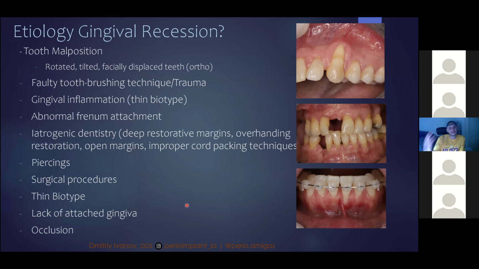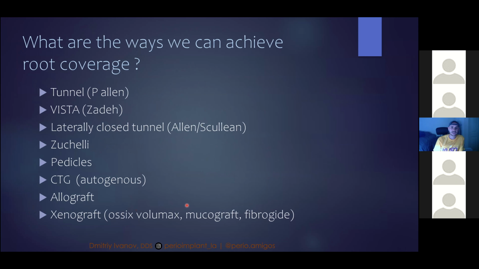cover everything when a patient comes in saying, oh, I have holes in my teeth, what can I do? There's lots of things that cause gingival recession. I'm not going to go over each of them, but you do have to differentiate what causes gingival recession, whether it's trauma from brushing, piercings, orthodontic trauma, and things of that nature. But we do have to look for those things.